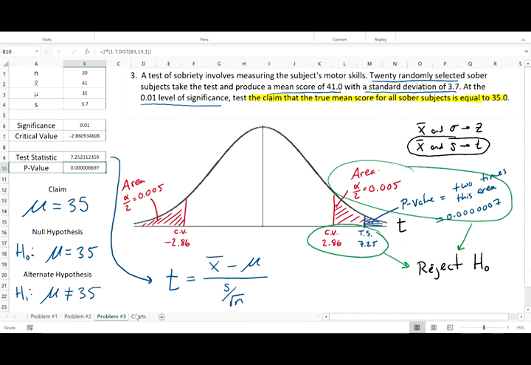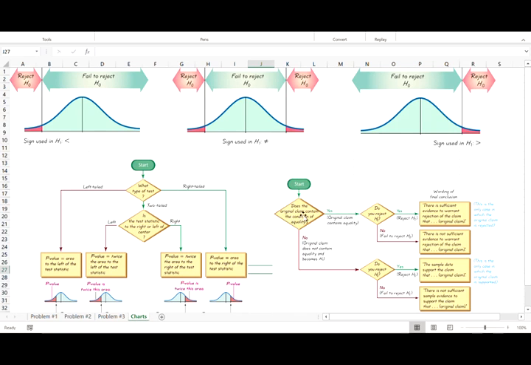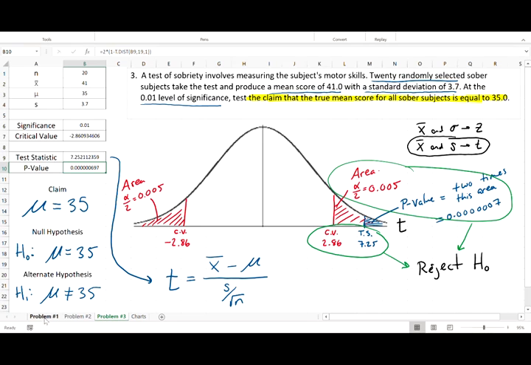All right, and that about does it. We could go over to the flow chart at the end. Does the original claim contain equality? Yes, it did. Do you reject the null hypothesis? Yes, we did. So in this case, there is sufficient evidence to reject the original claim. Remember, the only way you could support the claim is if your original claim does not contain the condition of equality.